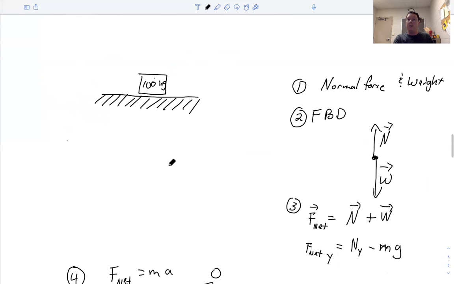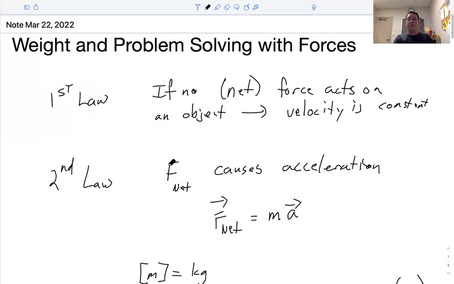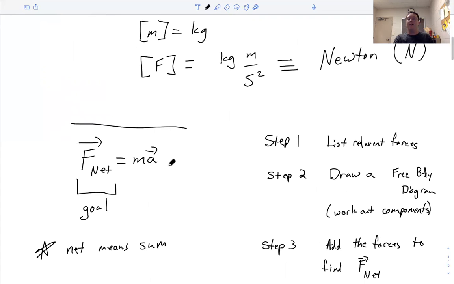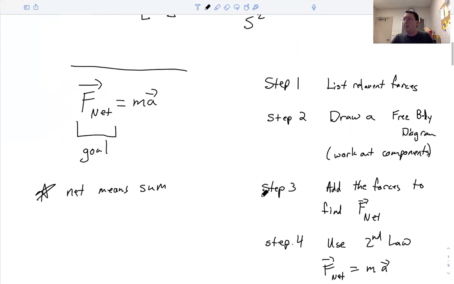Step 1, identify the forces. Step 2, draw a free body diagram. Step 3, add the forces as vectors to find the net force. And step 4, use Newton's second law to solve for whatever you're trying to solve for.